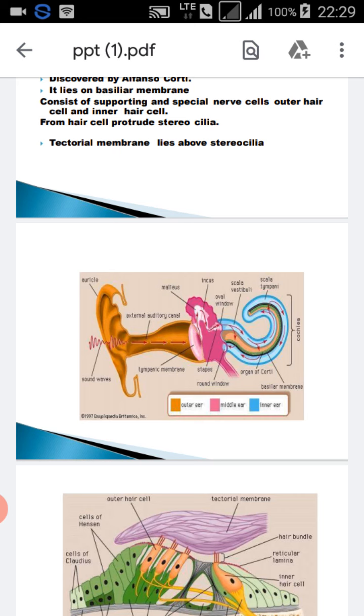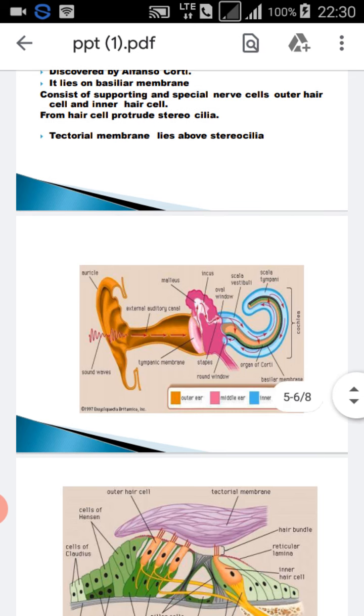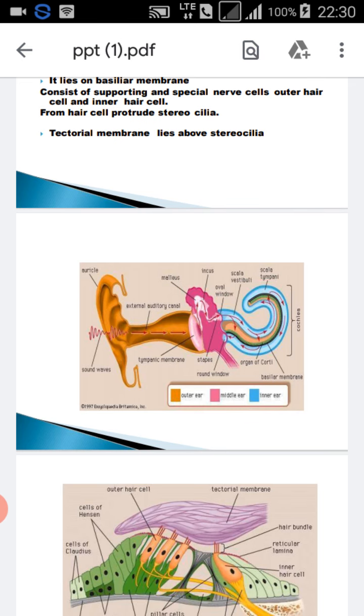Now from the tympanic membrane, the vibration is passed to the middle ear, that means to the malleus, then the vibrations are passed to the incus and the stapes. Now this stapes opens into the oval window of the cochlear duct, which is in the scala vestibuli. So vibrations will pass through the oval window into the scala vestibuli.